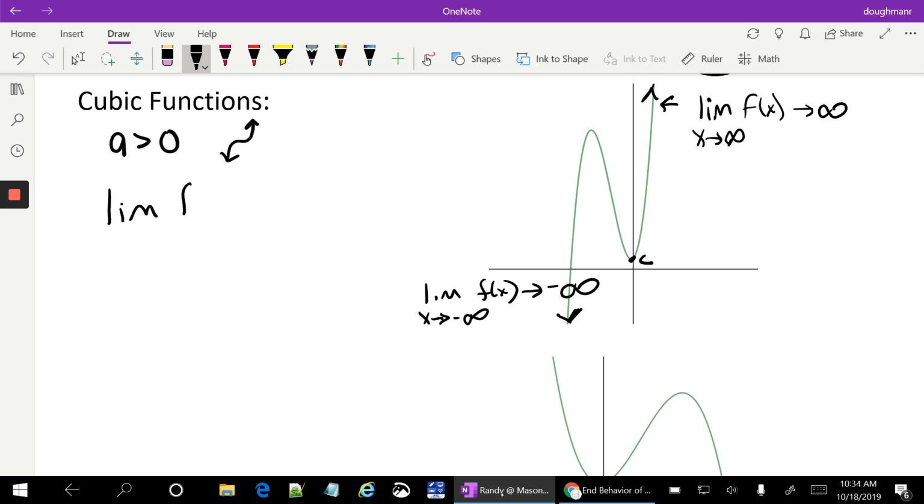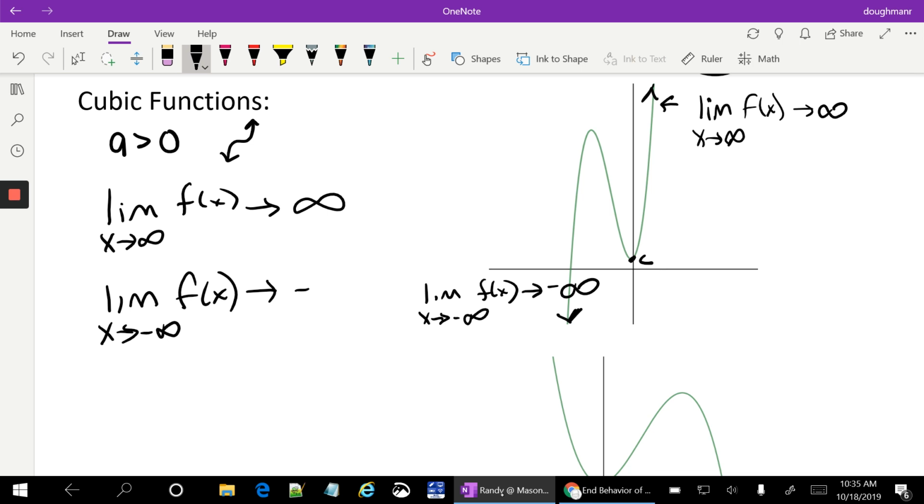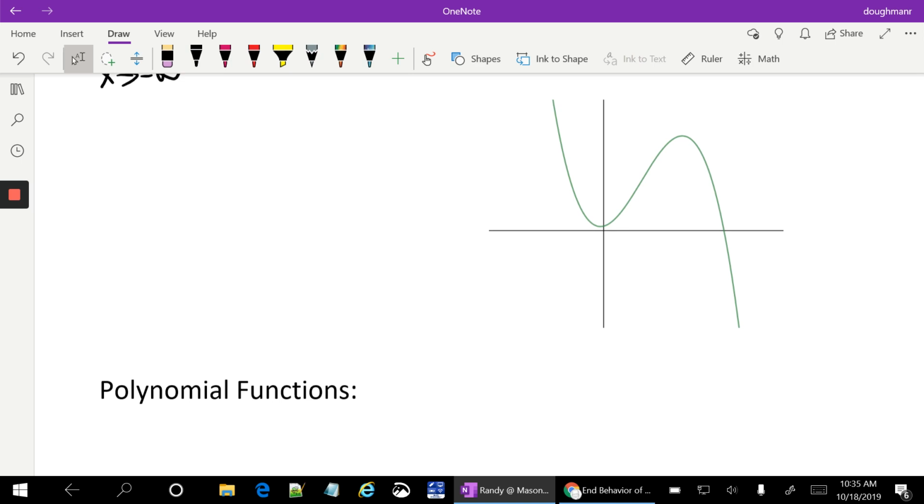So the limit of f of x as x goes to positive infinity for a cubic, when a is greater than 0, leading coefficient is positive, then the limit goes to infinity. But when we look at as x goes to negative infinity, the limit of f of x goes to negative infinity. And we saw here that when a was less than 0 or negative, then the graph kind of switched.